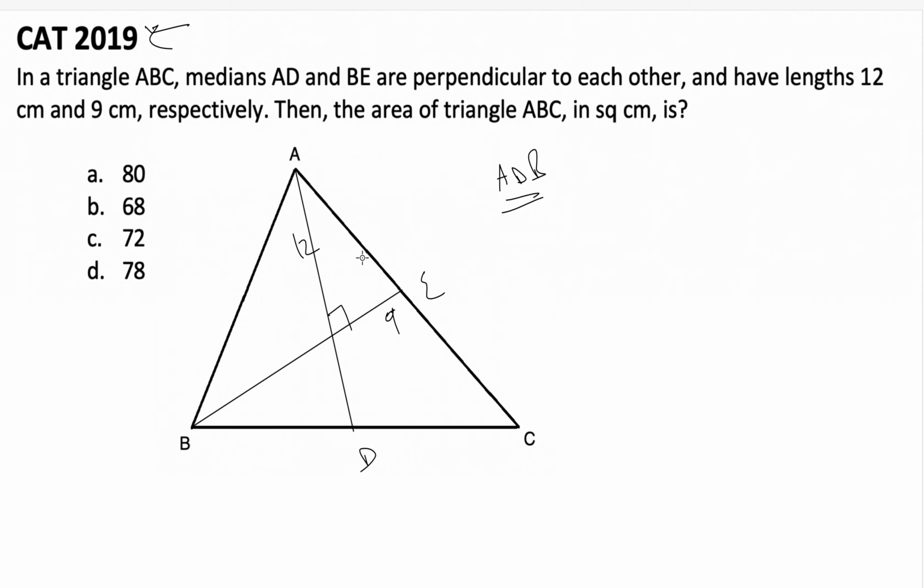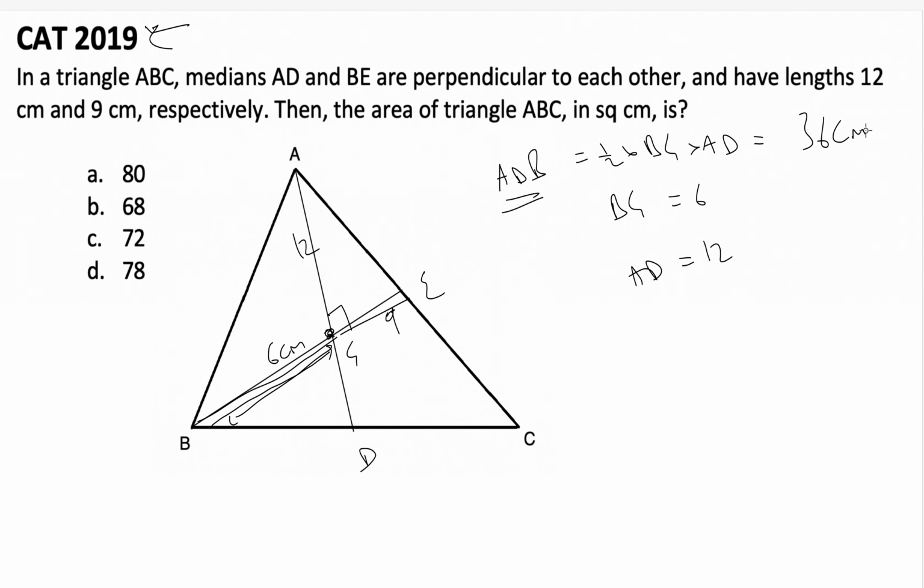So ADB, what will it be? Half base height. This is kind of the height within the ADB triangle. What is it? This entire thing is 9. This is the centroid. What will this be? The ratio will be 2:1. So this becomes 6 centimeter. So we know that BG is 6. What is AD? AD is 12. So area of triangle ADB becomes half into BG into AD, which becomes 36 centimeter square.